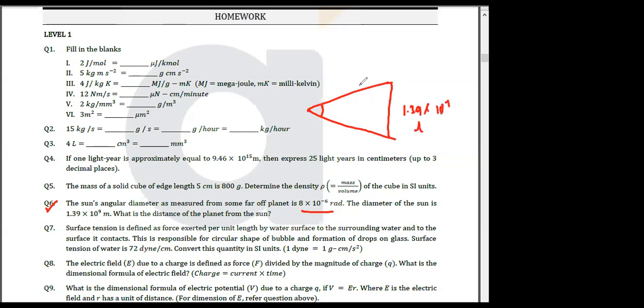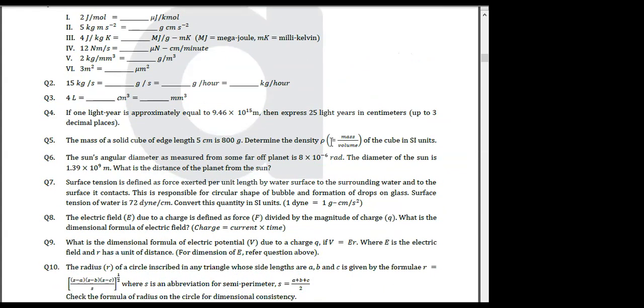So this is L, and you have to find R. So which formula to use? This theta is given. I hope all of you remember which formula to use. Tell me, everyone. Yes, very good, Sampada. Theta is equal to L by R. So you can solve it now. And theta should always be in radians to use this formula. Apart from this, till question number 10, any other doubts?